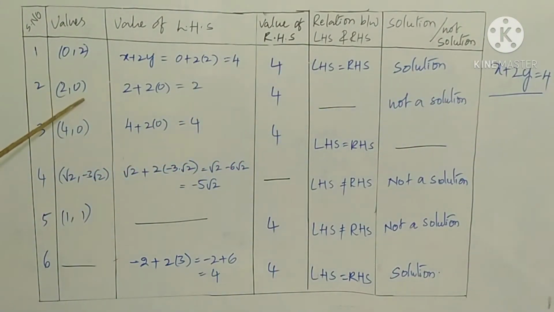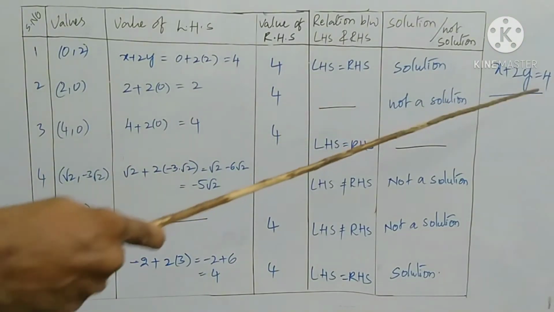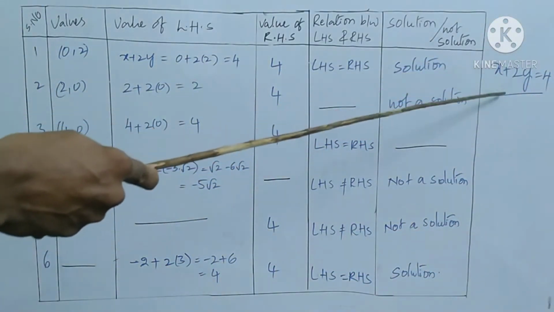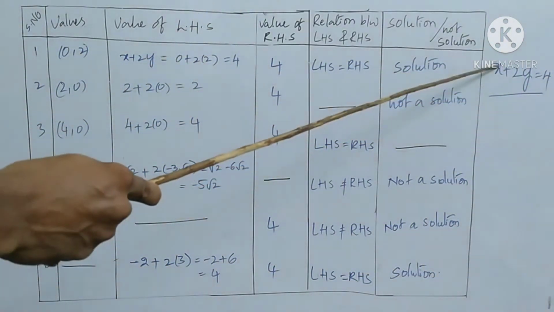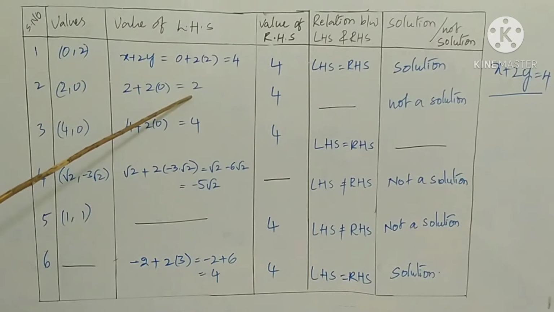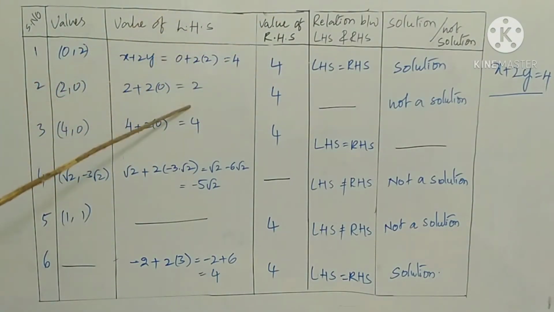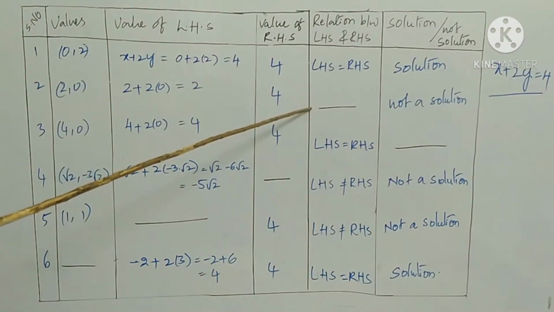Next, 2 comma 0. Substitute 2 instead of x and 0 instead of y on the LHS of the given equation. So the result is 2 plus 2 into 0, that is 2 plus 0 is equals to 2. Here the RHS value is 4, the LHS value is 2. So both are not equal. Here LHS is not equals to RHS.